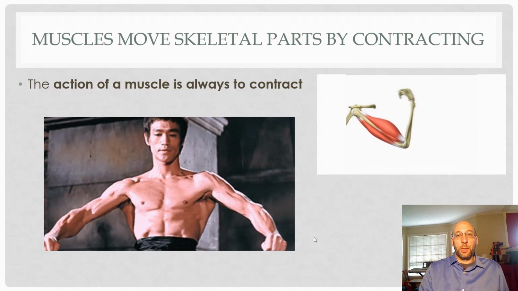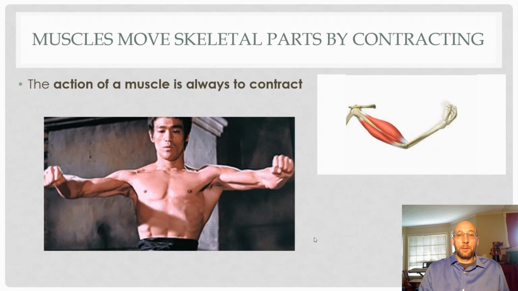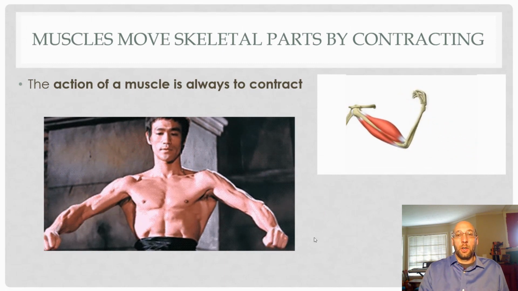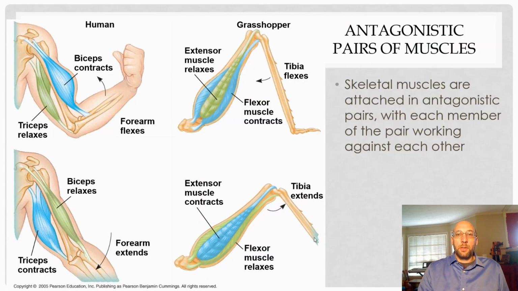They're always shortening. And they have to be attached, of course, to some sort of skeleton, either an endoskeleton, exoskeleton, or hydrostatic skeleton. Muscles are usually antagonistic. So in order to move one way, one muscle contracts. In order to move the other way, another muscle contracts. So for instance, in your arm, biceps contract to move up your forearm, and triceps relax. And in order to move your forearm down, the biceps relax and the triceps contract.